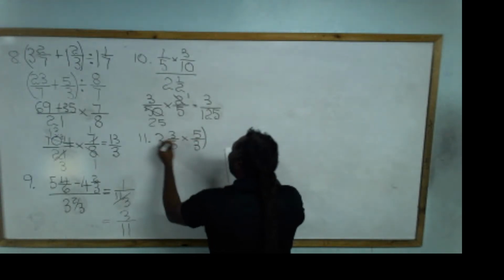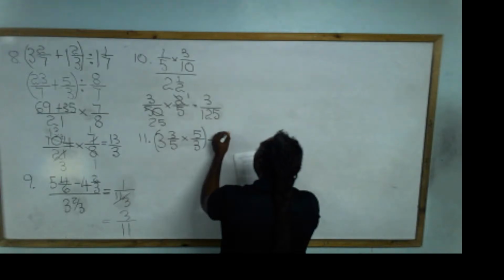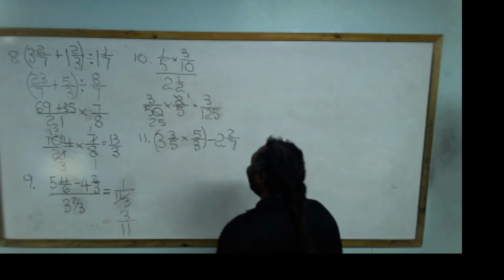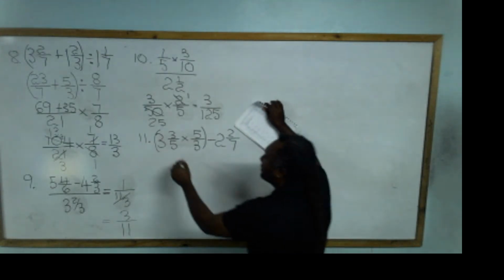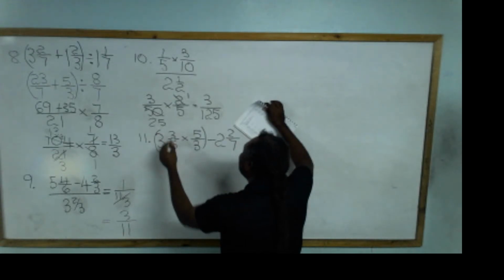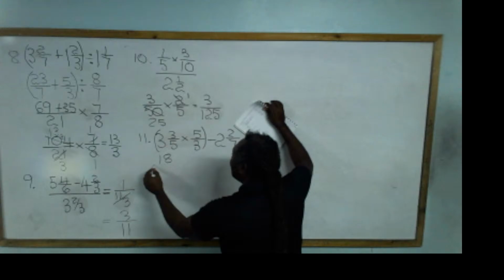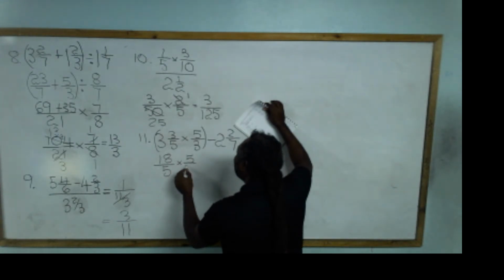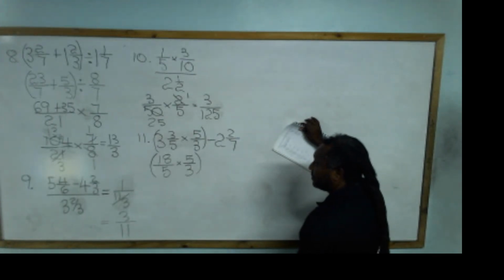Then we are going to minus 2 and 2 sevenths. Nice. Let's go. Improper fractions. 5 3s 15 plus 3, 18 over 5 multiplied by 5 over 3. And I think that we'd be delighted to simplify this to just 6.